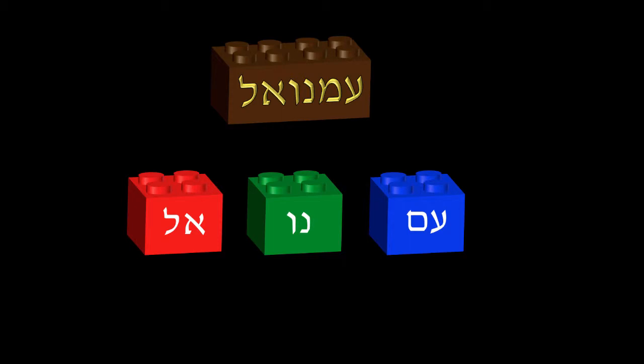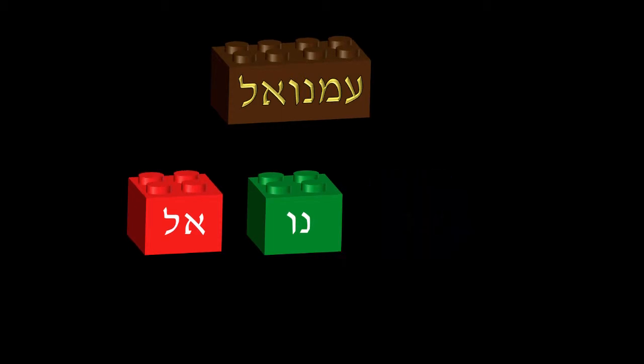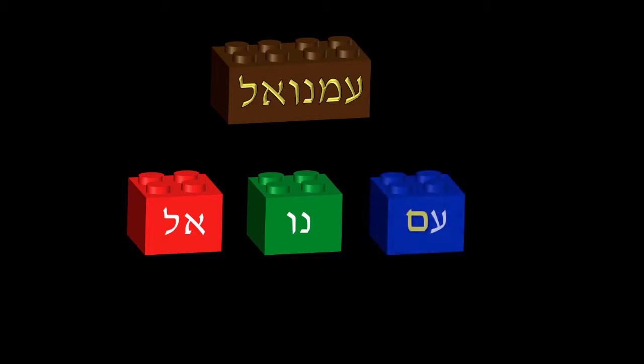And we have Im, Nu, El. Remember that Miriam's letter changes into a box when it's at the end of the word. So Im has that box letter. So we have Emanuel, and then we have Im.